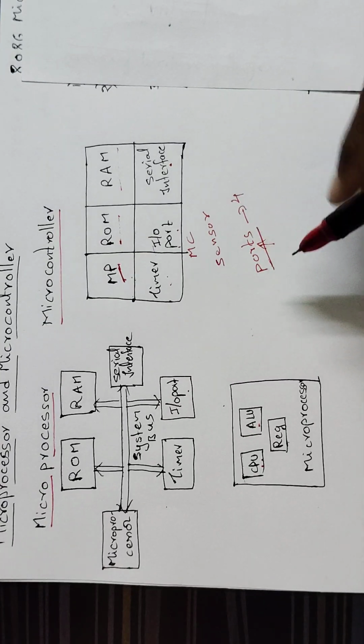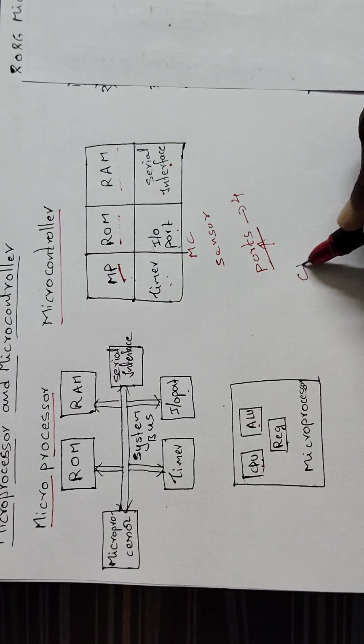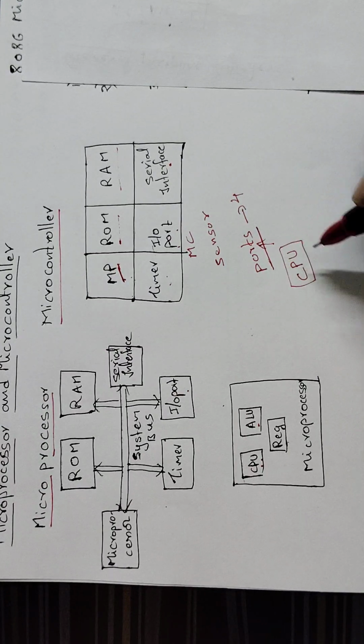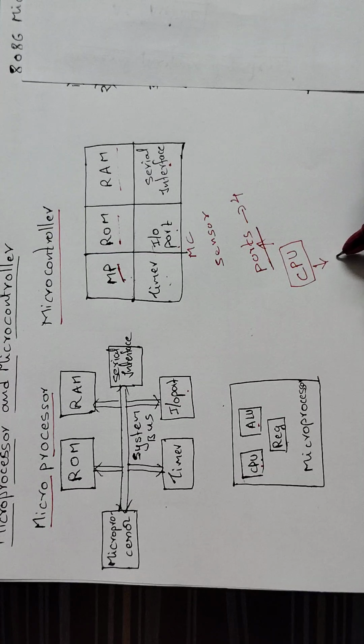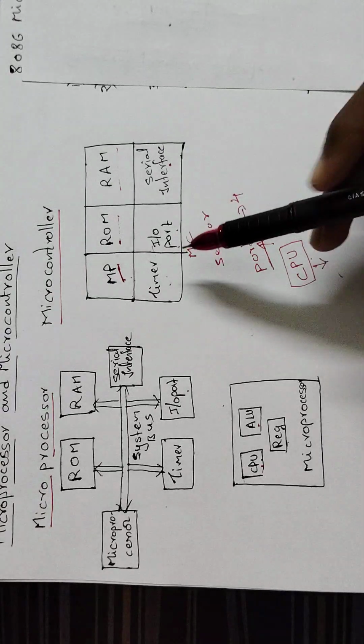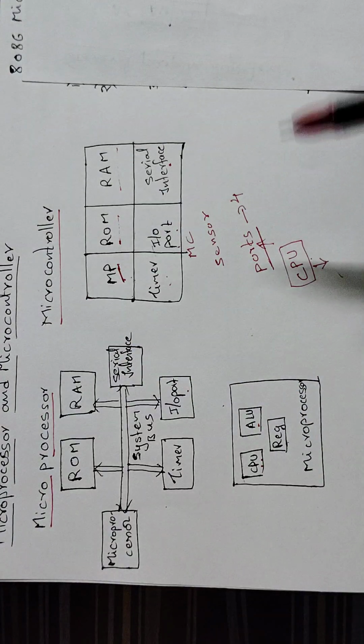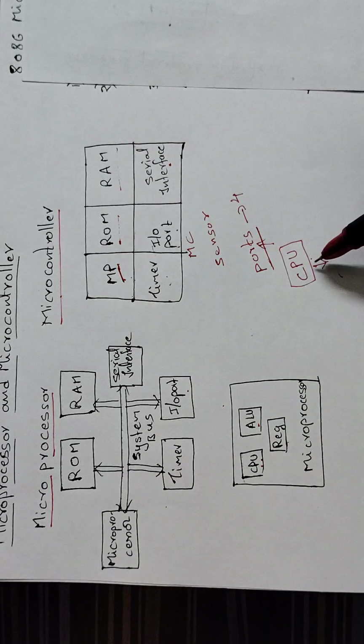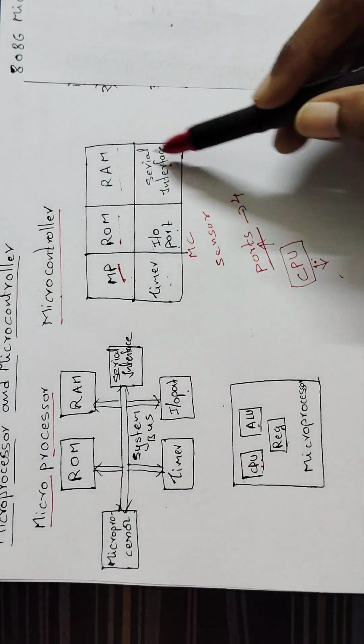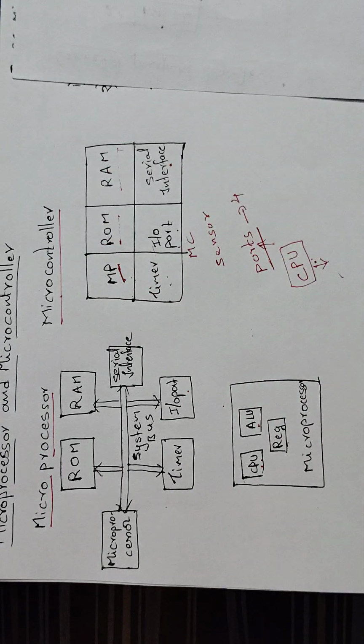If you see a computer system, there is a CPU, right? This CPU has USB ports, two at the front and two at the back. If you connect any pen drive or mobile phone, you use those ports. In the same way, if you connect external devices to the microcontroller, we use ports. These ports are inbuilt in the microcontroller.